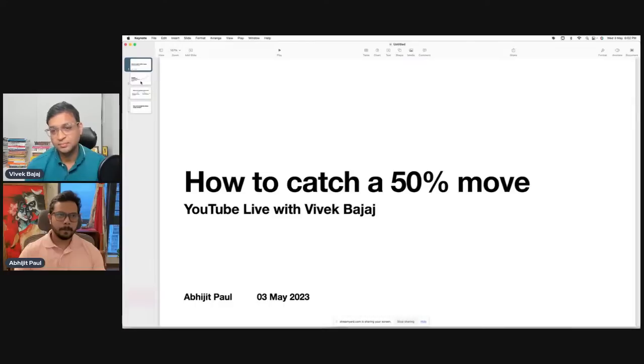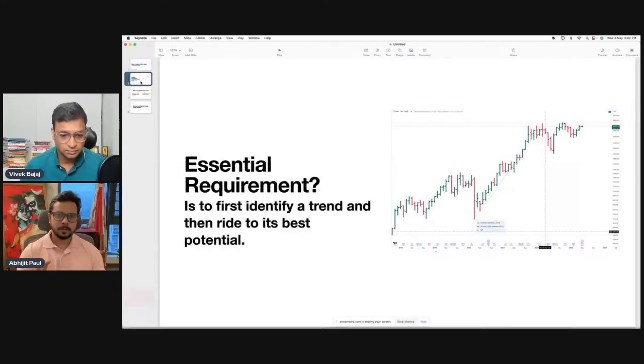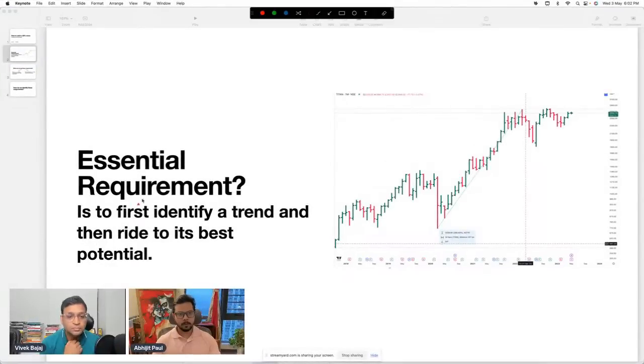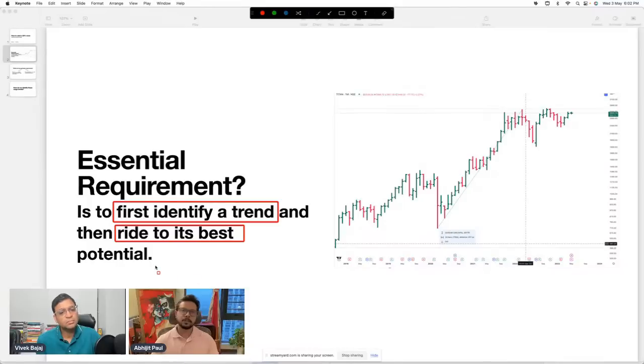So the idea is to catch big trends. Essentially, what we would like to understand is, if we want to catch a 50% gainer, let's say on the upside, we need to ride a trend, because that trend is going to give me that 50% return. So for that, I need to first identify a trend. There are various ways in which we can do that. I will show you one simple way. And once we identify it, the next job will be to ride this trend to our best potential.